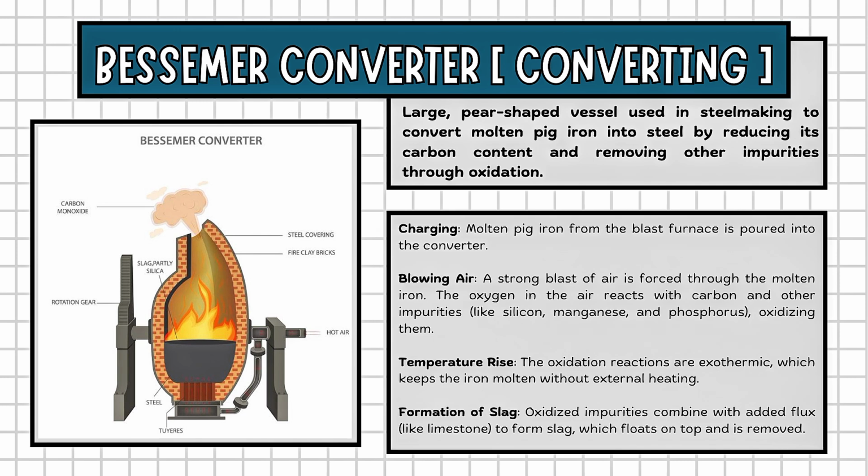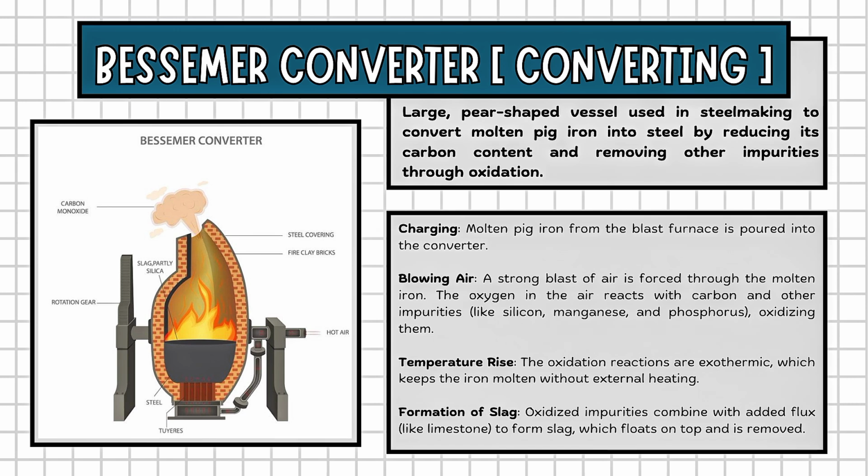Now let's move on to the converting part. So I mentioned earlier the Bessemer converter, open hearth converter, and basic oxygen steelmaking converter. These are furnaces that help our pig iron reduce its carbon content up to 0.002%. The Bessemer converter is a large pear-shaped vessel used in steelmaking to convert molten pig iron into steel by reducing its carbon content and removing other impurities through oxidation.